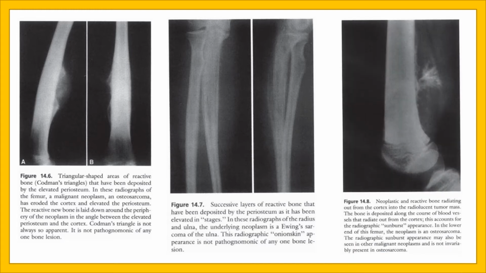The third picture is neoplastic and reactive bone radiating out from the cortex into the radiolucent tumor mass. The bone is deposited along the course of blood vessels that radiate out from the cortex. This accounts for the radiographic sunburst appearance. In the lower end of this femur, the neoplasm is an osteosarcoma. The radiographic sunburst appearance may also be seen in other malignant neoplasms, as it is not invariably present in osteosarcoma.